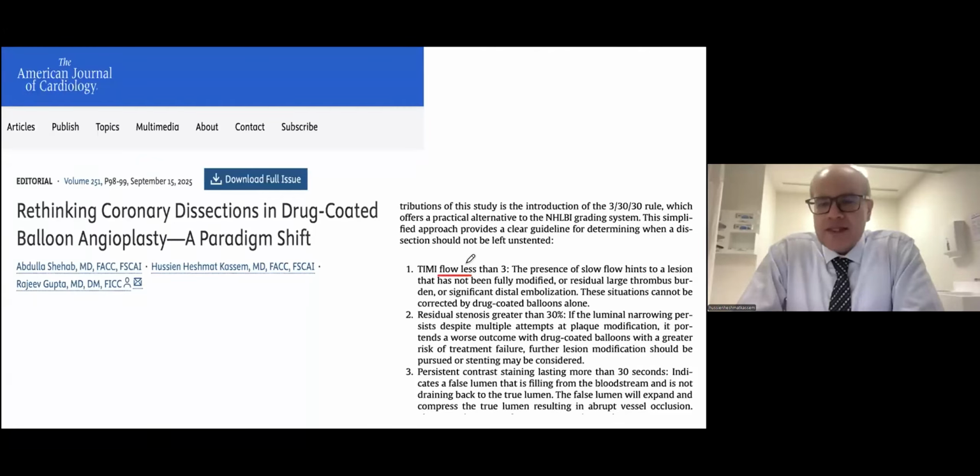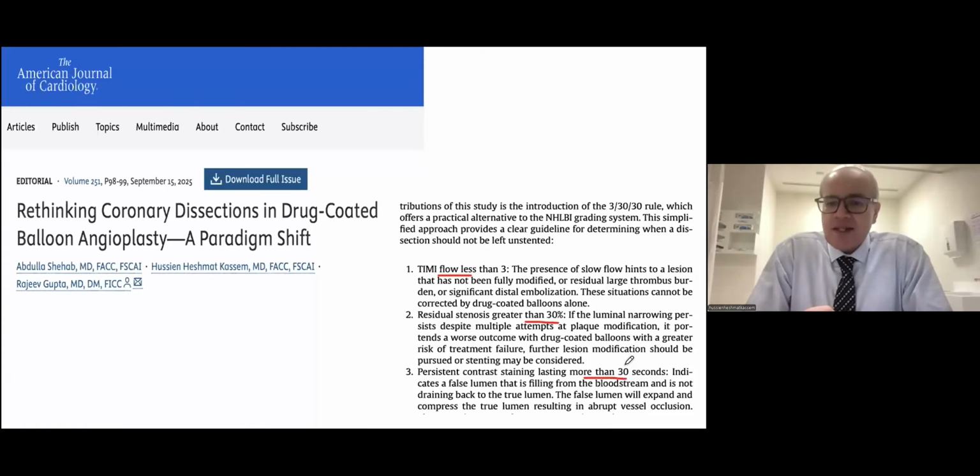If TIMI flow is less than 3, then don't accept that. Don't just put the balloon in, aiming that the balloon would treat everything. No. TIMI flow less than 3 means there's something wrong. Either the dissection is impairing the flow or there's still a large thrombus that is forming, so you need to do something about it. If the residual narrowing is more than 30% in the presence of a dissection, then you should not accept that result. You should either stent or try to do something to improve the residual stenosis.